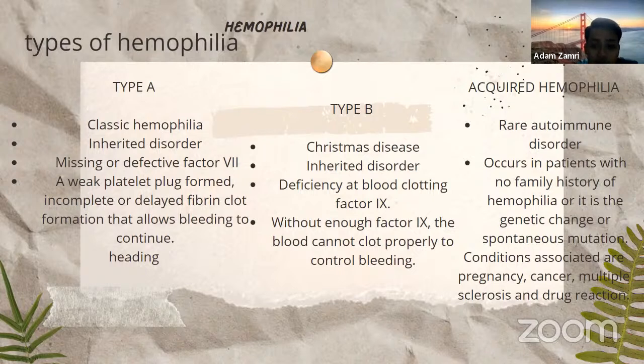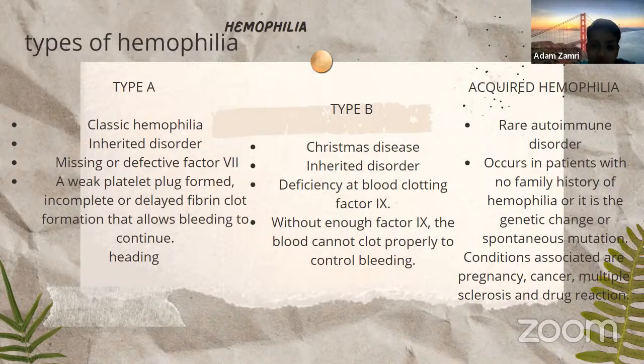Next hemophilia is type B. It's known as Christmas disease, named after the first patient who had it, Stephen Christmas. It is the second most common type of hemophilia, and it is characterized by a deficiency of blood clotting factor 9. The last type is acquired hemophilia.